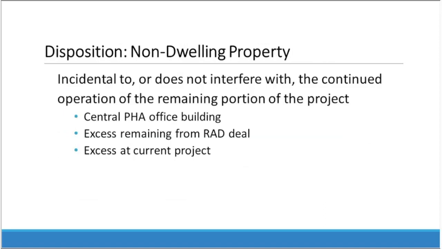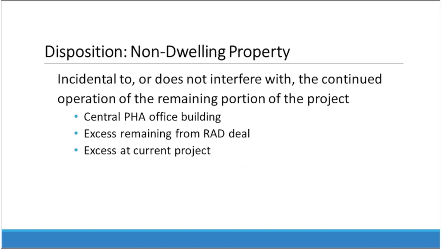Keep going here. So non-dwelling property, I mentioned this earlier. Sometimes housing authorities have a piece of real estate that is non-residential or non-dwelling property, and you want to get rid of it. There's this particular process to do that, or you can roll it into your residential Section 18 application if it's part and parcel to that application.